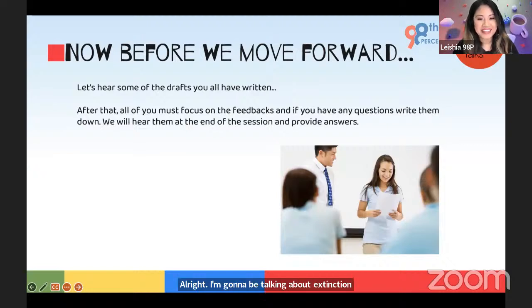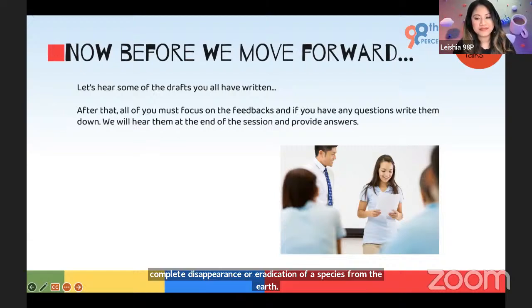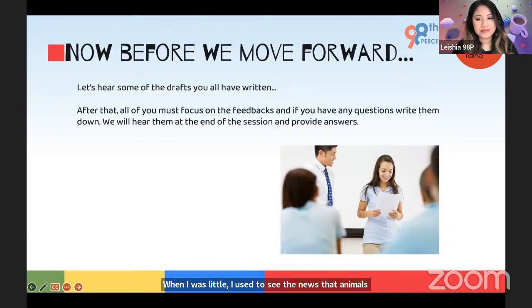Take it away. Extinction in its broadest sense refers to the complete disappearance or eradication of a species from the earth. When I was little, I used to see the news that animals would get harmed and there would only be a few of them left in the world. So, this phenomenon is a natural process that has occurred throughout the history of life on our planet. However, in contemporary discussion, extinction often refers to the accelerated loss of biodiversity attributed to human activities.